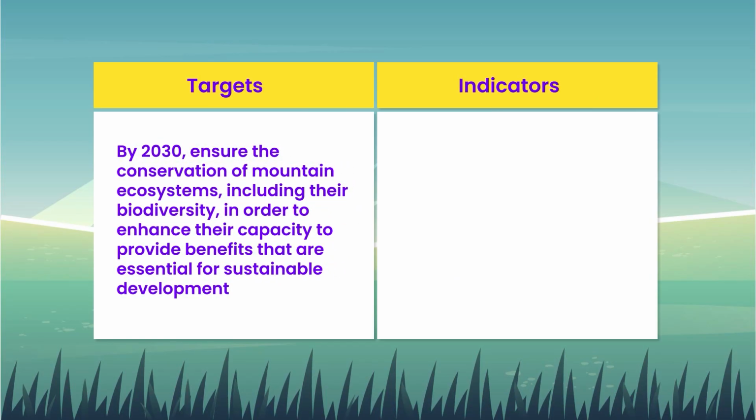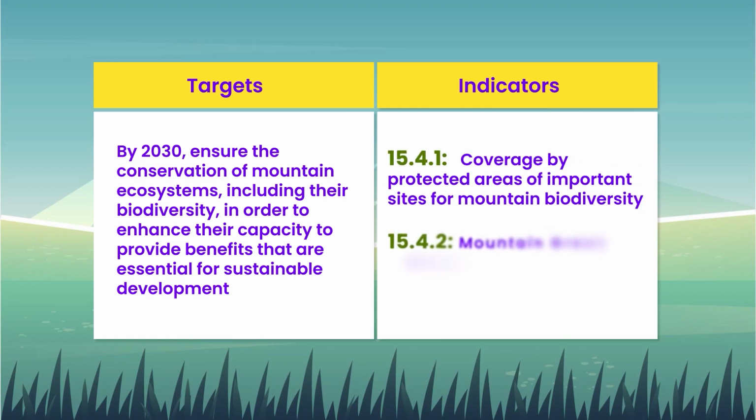And the target is to ensure the conservation of mountain ecosystems, including their biodiversity, in order to enhance their capacity to provide benefits that are essential for sustainable development. To look into this progress, we have two indicators. One is the mountain green cover index, which looks into the green cover altitudinally, depending on the altitude, since in the mountains we have altitudinal gradients. Accordingly, we look into how much green cover is needed depending on the altitude.